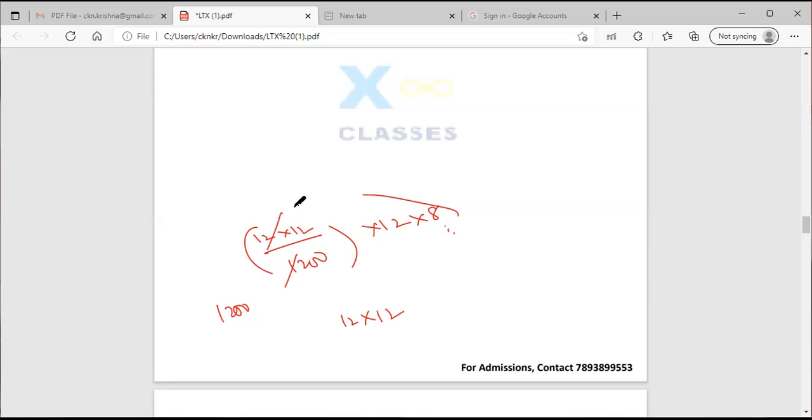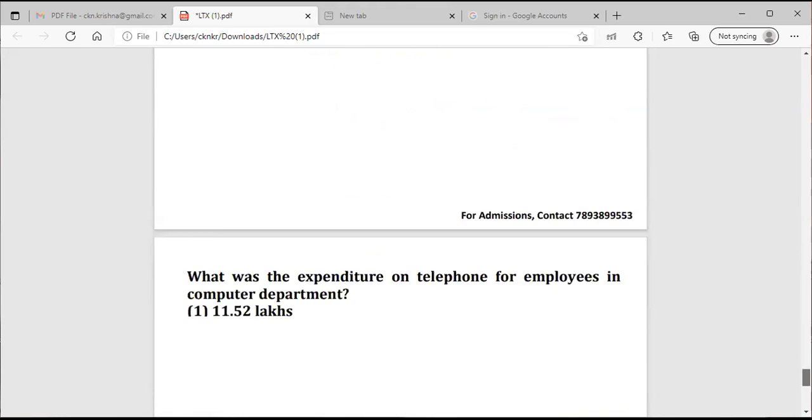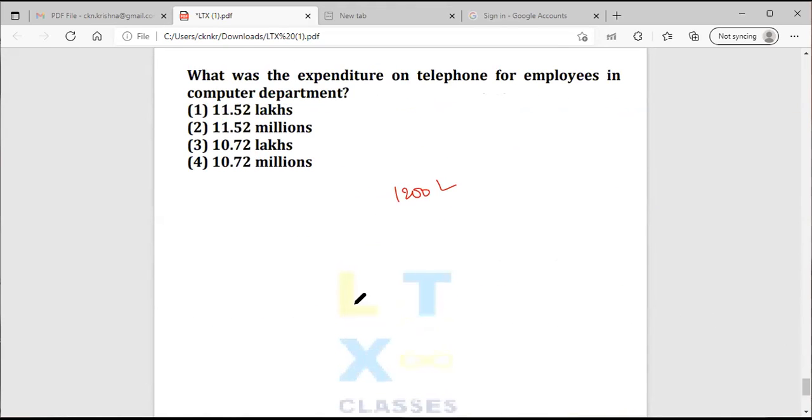12 gets cancelled, and then the value will be 12 into 12, 144, into 8 lakh by 100, that is 1000. Your answer is 1152k, in the sense 1000. I can say 11.52 lakh. Is it there? Yes, it is there.